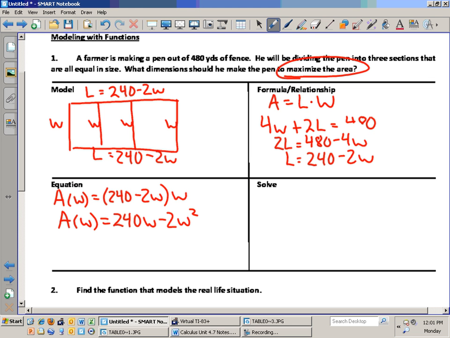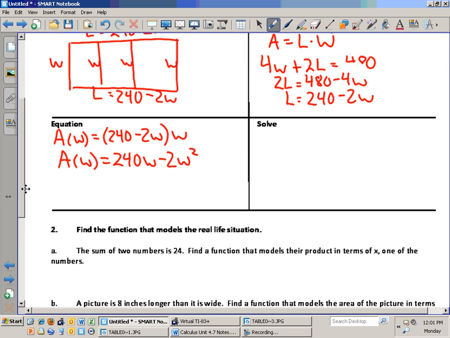Well, knowing calculus, we know how to maximize things pretty well. What shape is this if I were to graph it? It's a parabola. Does it go up or down? Down because of the negative 2W squared. So it goes down. So I naturally have a maximum. Maximum occurs when the derivative is equal to zero, so let's just solve it.